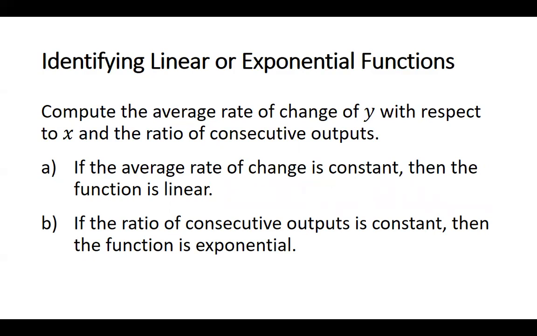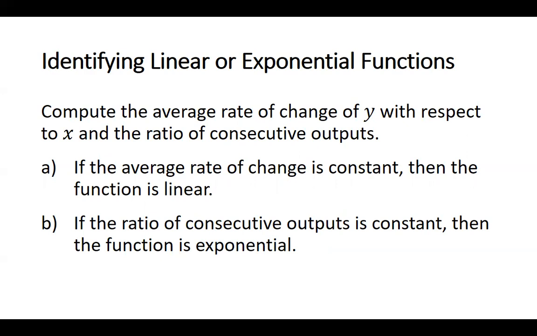So what it's saying is, if you move the input x by set intervals, and the output changes by set intervals, then the function is linear. So if you change the input by 1 and do that over and over again, and the output changes by 6 over and over again, then you have a linear function.